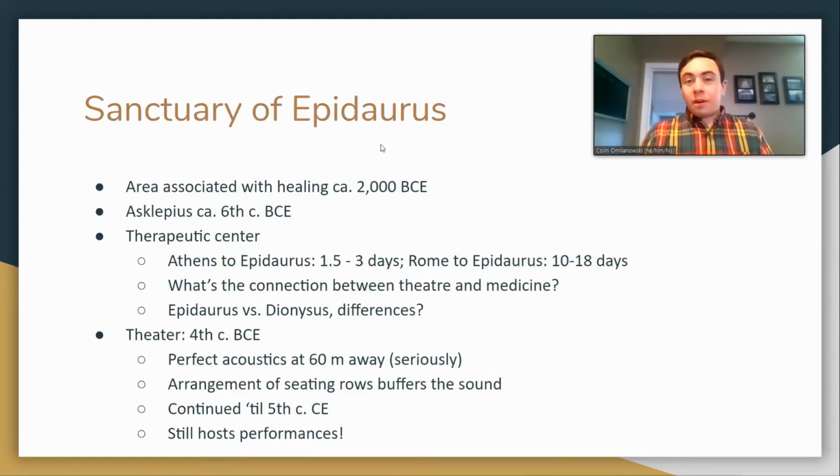So the Theater of Epidaurus has a substantial history of being associated with healing from about 2000 BCE. Asclepius, god of medicine, comes in about the 6th century, and it's known as a therapeutic center. So I would like you guys to think about, what is the connection between theater and medicine? Why is this a thing?